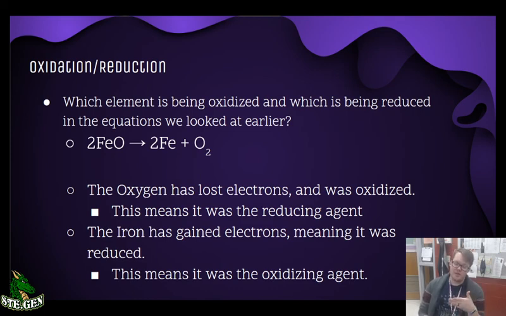The other way you can do it, it's the same type of technique, it's just a different set of letters, is OIL RIG. Oxidation is loss, OIL. Reduction is gain, RIG. So OIL RIG or Leo says Ger. Either one of those is a way that you can help remember this. And then you can just remember that the agent is the opposite of whatever you figured out. So if you figured out something was oxidized, that means it was the opposite type of agent. It was a reducing agent. And if something was reduced, that means it was the opposite type of agent. It was an oxidizing agent.